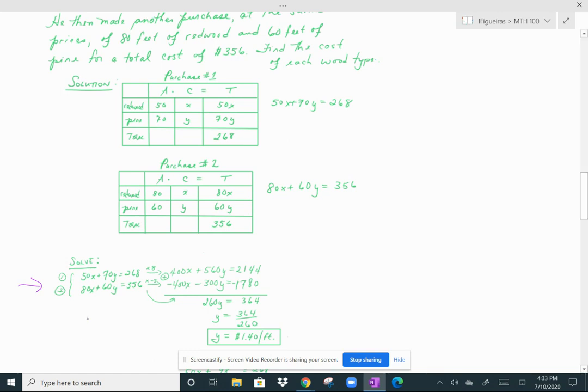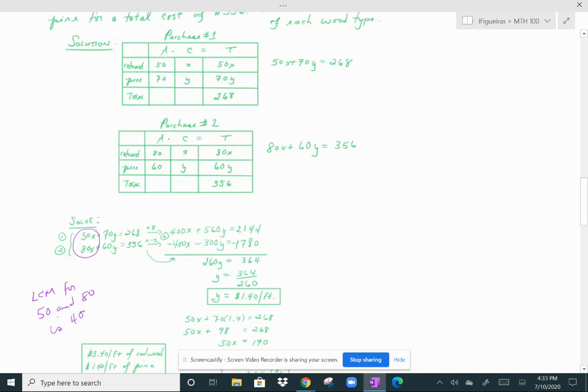And the variable that I want to eliminate is the x variables. You can also do the y variables. I just chose x. So the LCM for 50 and 80 is actually 400. So remember, the LCM for 5 and 8 would be 40. So it just has another 0 attached to it. So it's 400. So the first one gets multiplied by 8. And the second one I'm multiplying by -5 because remember, I want the signs to be the opposite.